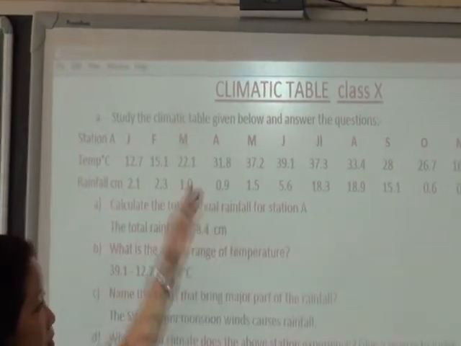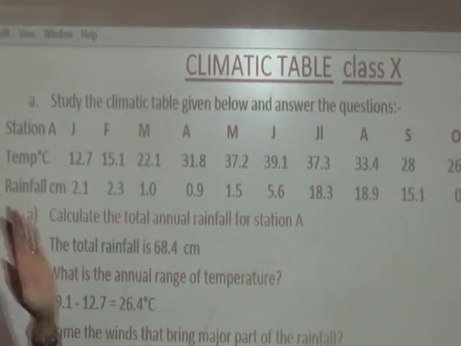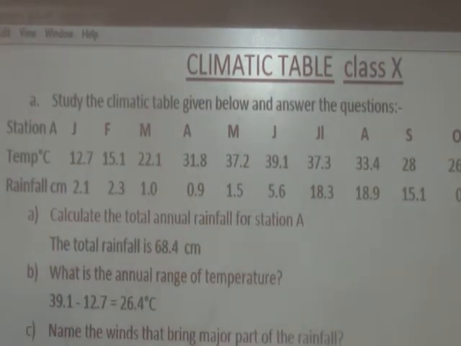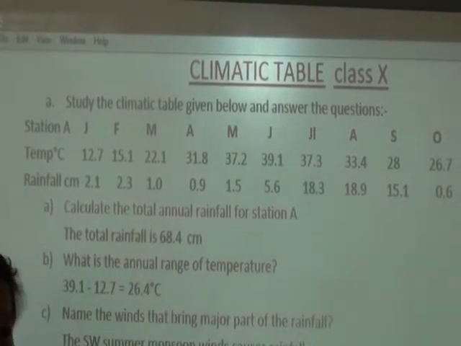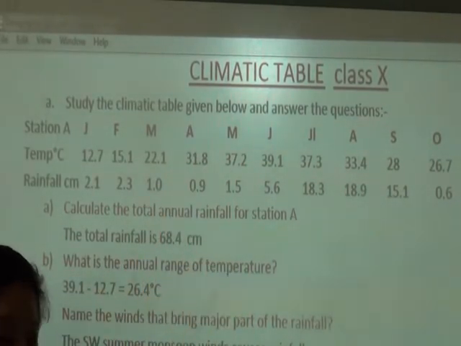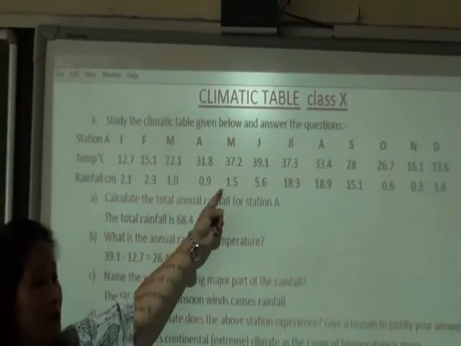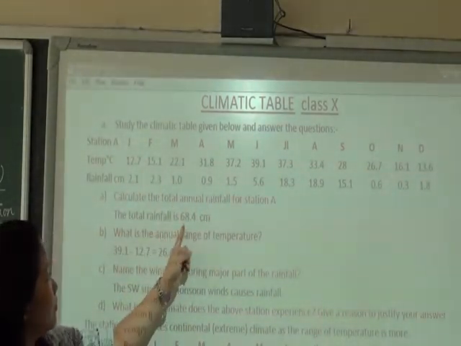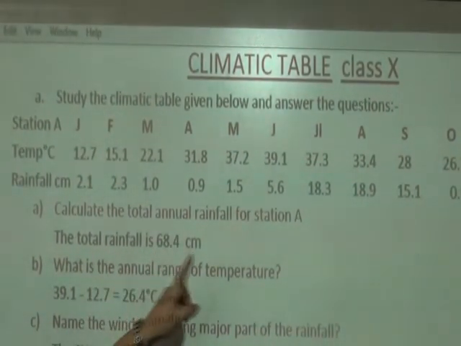Now calculate the total, and these are common questions. Calculate the total annual rainfall for Station A. I've already done it. Remember, all the rough work has to be done on the right hand side of your answer paper. Just draw a line. I've told you in the early years also, when we started with the climatic table in class 8, you have to show the working and then the calculation. Remember to add up the lower row, because this is the rainfall. Don't go and add up the temperature. What is the total rainfall here? I've done it for you, 68.4. Unit is centimeters.